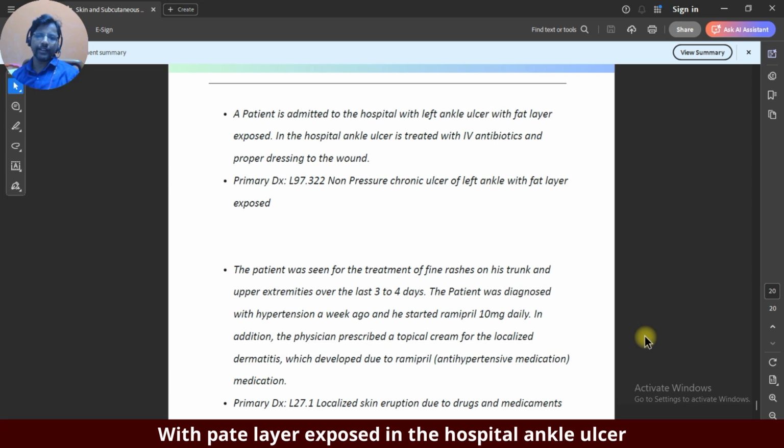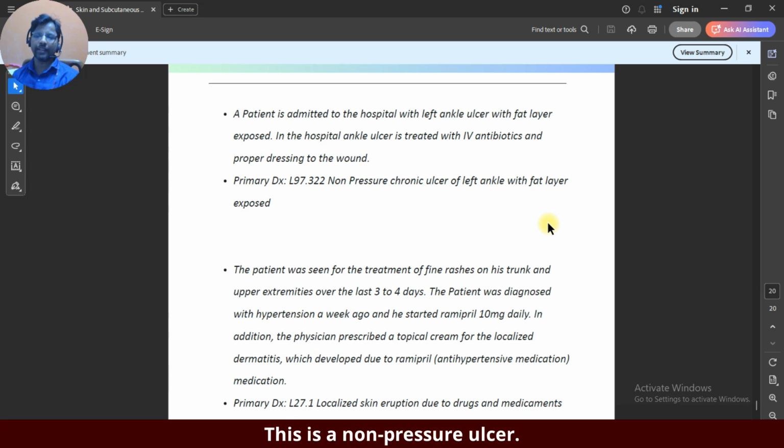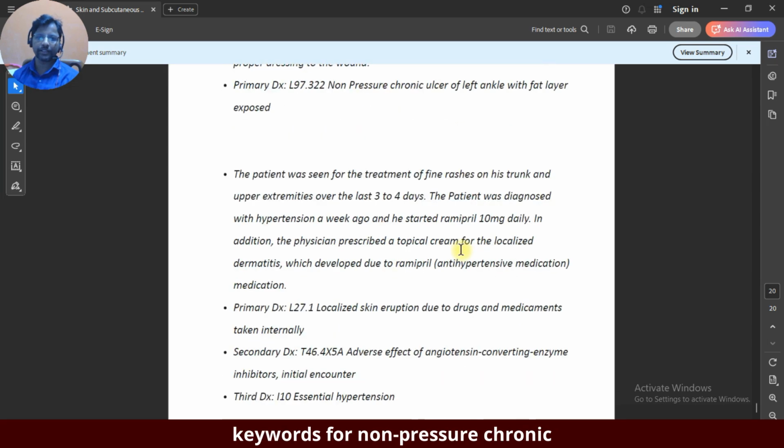So now we will see a few example scenarios. A patient is admitted to the hospital with a left ankle ulcer with fat layer exposed. In the hospital, the ankle ulcer is treated with IV antibiotics and proper dressing to the wound. As soon as we see fat layer exposed, we need to understand that this is not a pressure ulcer. This is a non-pressure ulcer. Okay. So here we need to code the L97 series. L97.322, non-pressure chronic ulcer of left ankle with fat layer exposed. So the words fat layer exposed are all keywords for non-pressure chronic ulcer.